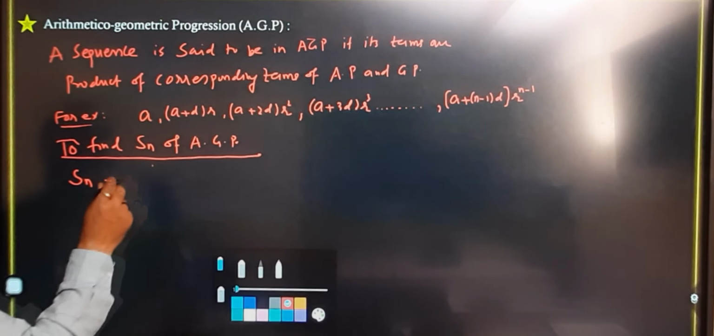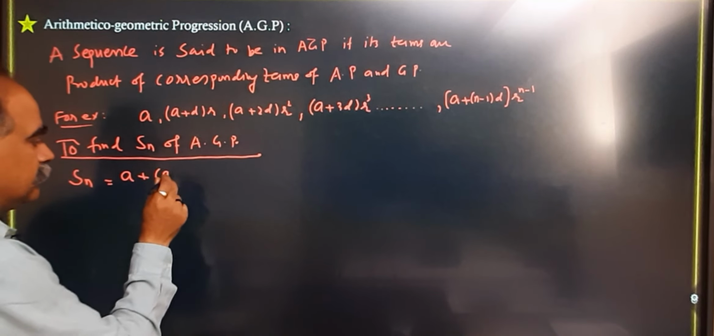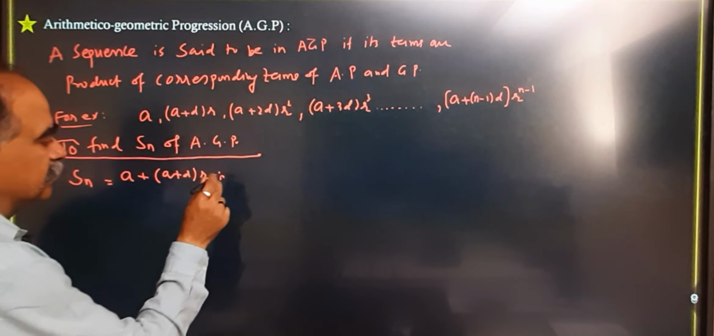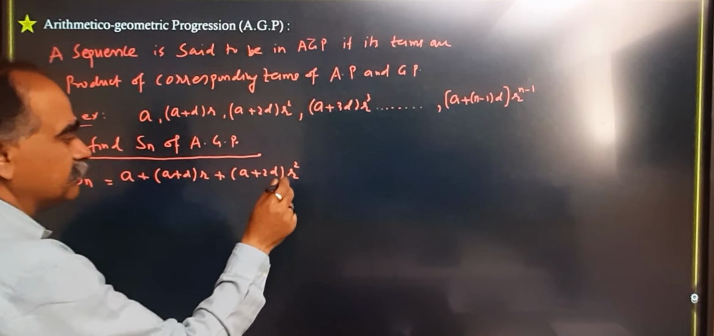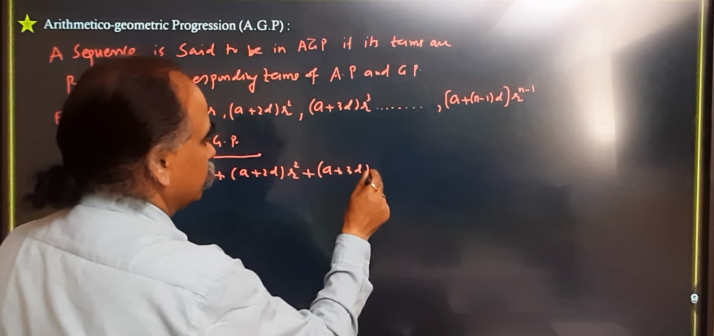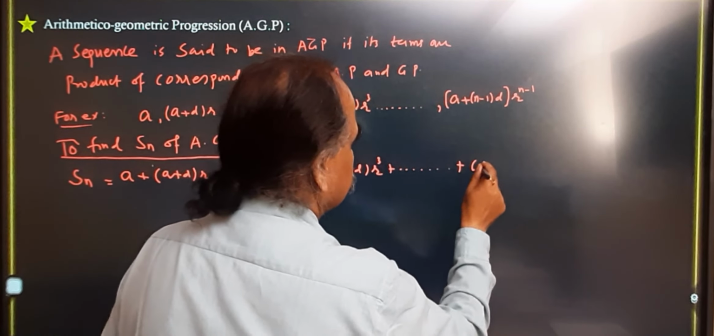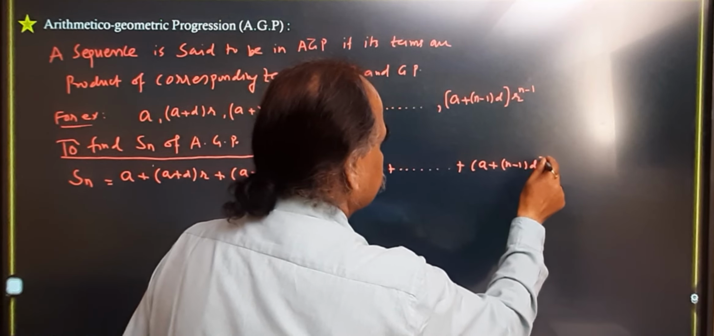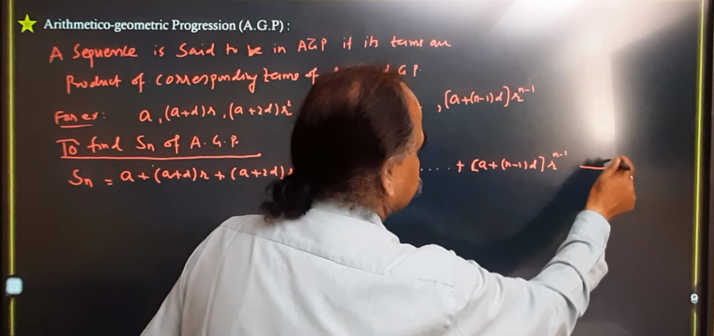Sn is, GP is what? A plus D into R, plus A plus 2D into R square, plus A plus 3D into R cube, plus so on, plus A plus n minus 1 D into R raised to n minus 1. Write this as equation number 1.